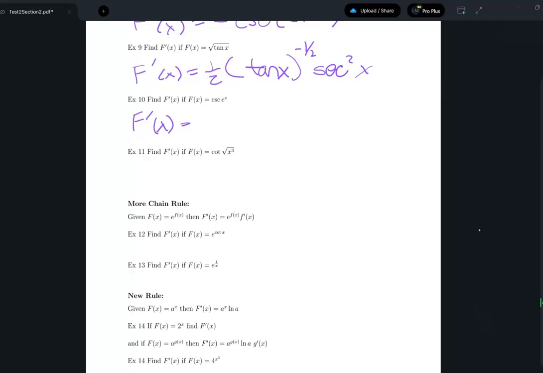Here we go, derivative here. Derivative of cosecant is negative cosecant cotangent. Again, I'm just leaving space to carry the angle along, and then I multiply by the derivative of e to the x, just one of them, and that's it.